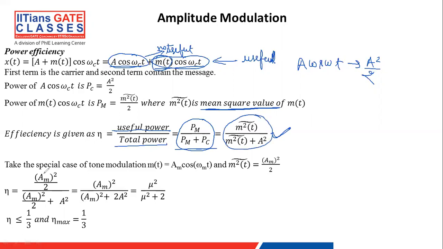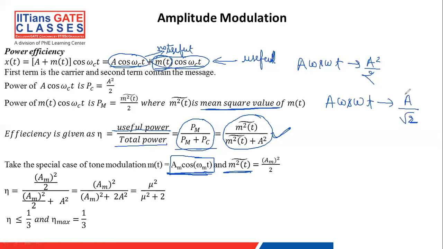Now let's take a special case when the signal is a single tone. When we say single tone, it has a single frequency. In tone modulation, the mean square value of the message is given as Am square by 2. Everyone knows that this is the mean square value for any cos. So for A cos omega t, we know that the root mean square value is A by root 2.